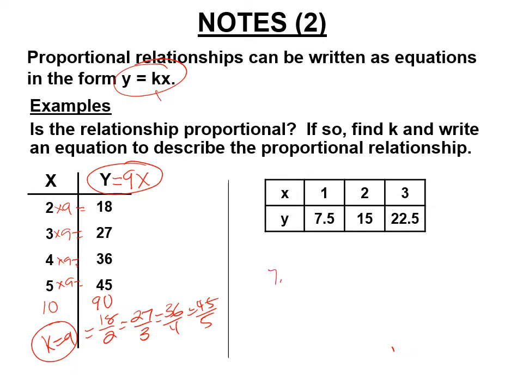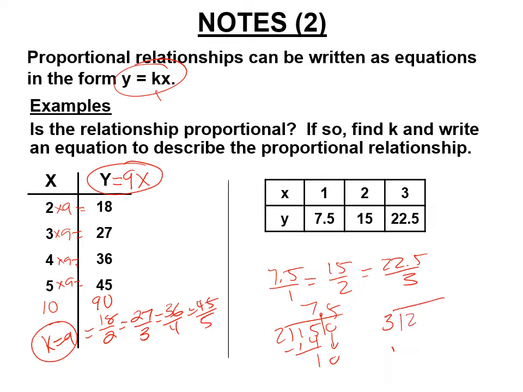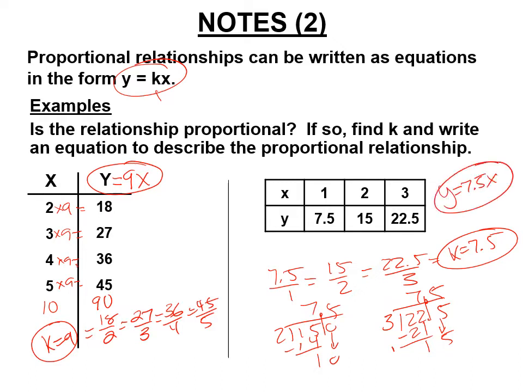So we're going to, first of all, we have to check all of these equal to 7.5, right? We have to check that first. 15 divided by 2. Well, 14 divided by 2 is 7, right? So, yeah, that's 7.5. Is 22.5 divided by 3 also 7.5? 3 times 7 is 21. Remainder 1, decimal straight up. 3 in the 5th, yep, so yes. So K here is 7.5. They are all equal to 7.5. So what equation would we write for this? We would write y equals 7.5 times x.